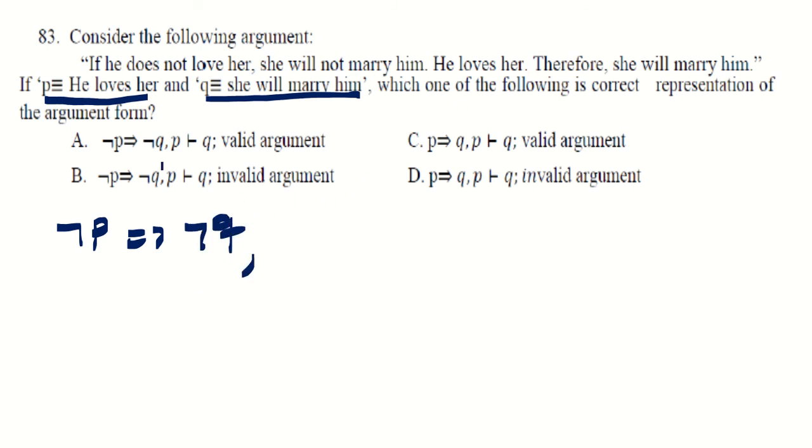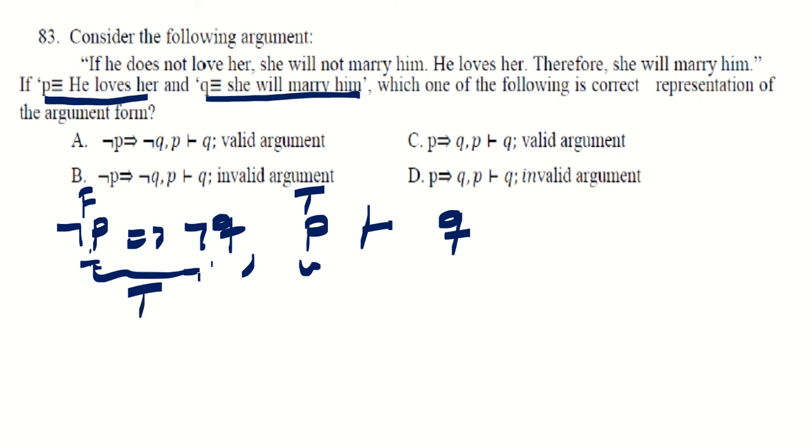He loves her means P. That is another premise. Therefore, she will marry him, which is the conclusion. That means we are trying to find Q. These two are premises, and the conclusion part is Q. P is true already, which means negation P is false here. The whole implication is true as a premise.